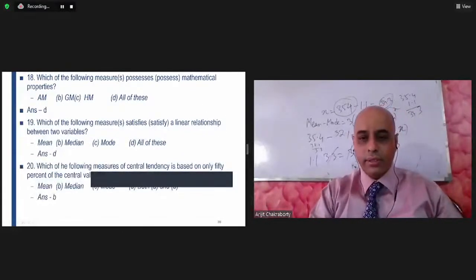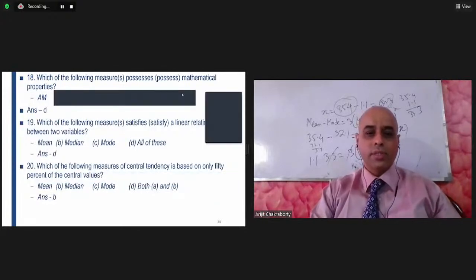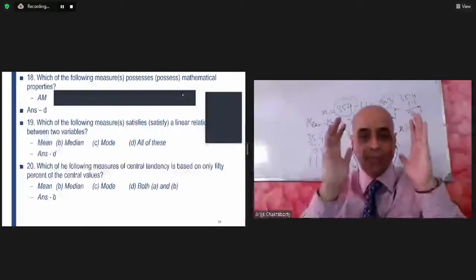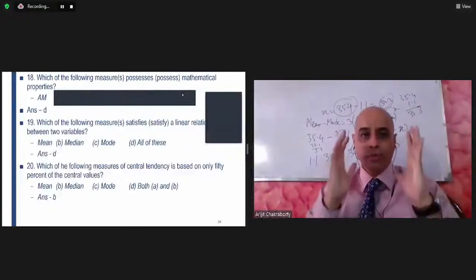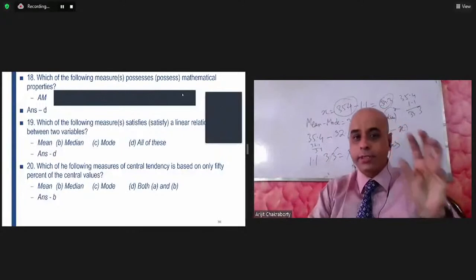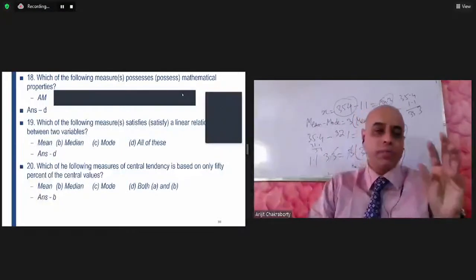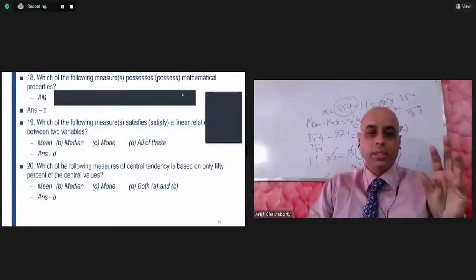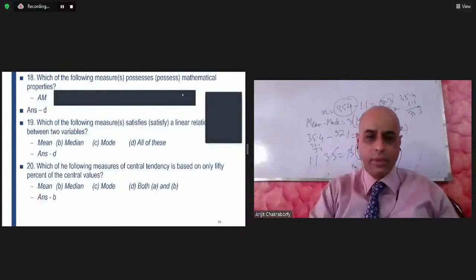Question number 20: which of the following measures of central tendency is based on only 50% of the central values? We know the median is concerned with only the central 50% of values. So the answer is median, B. Mode and mean are not concerned here.